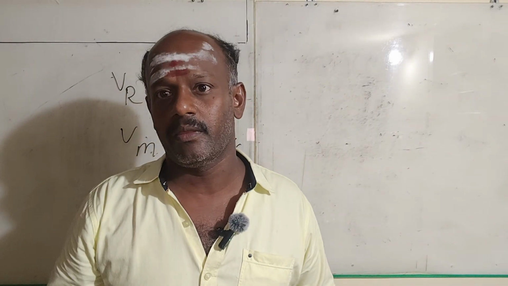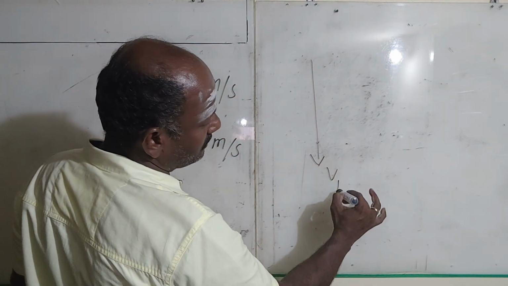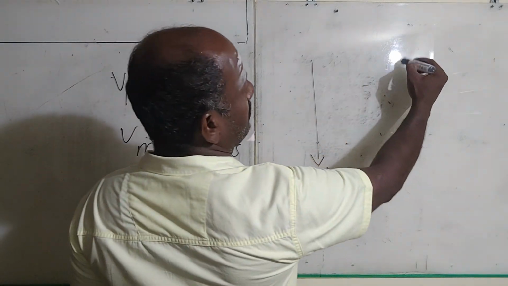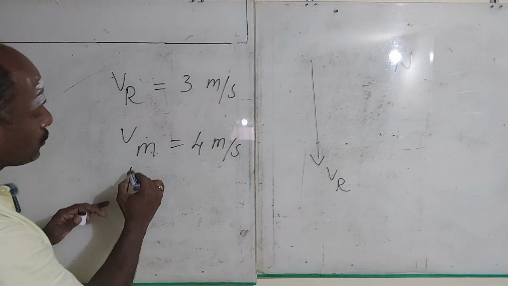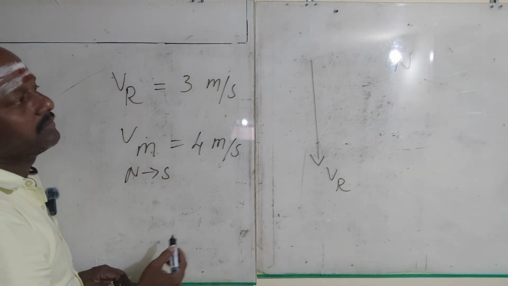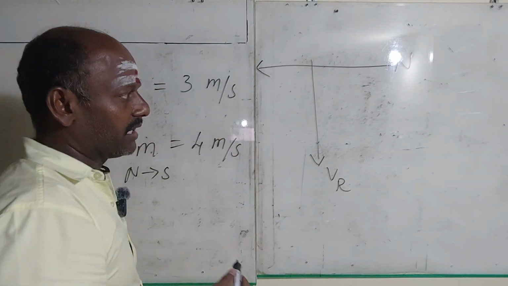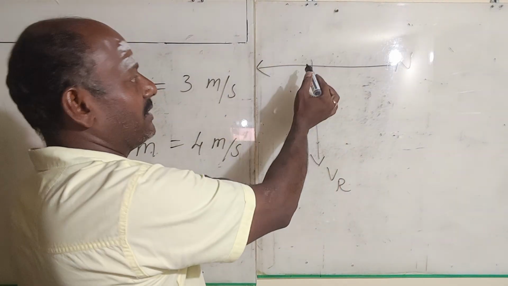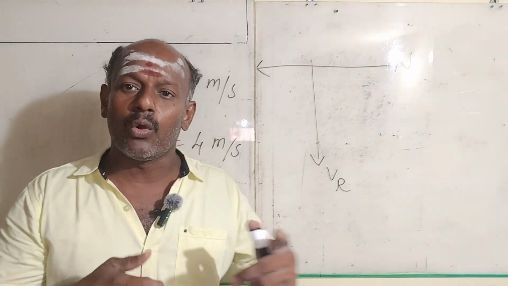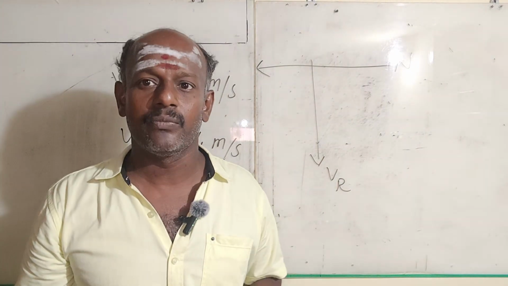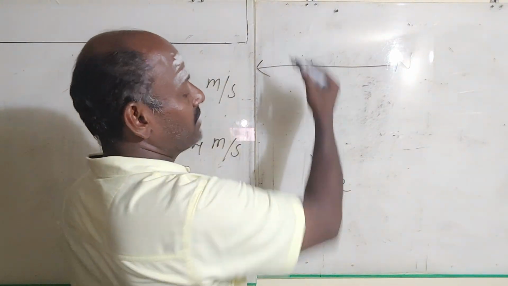Let us take this as the direction of the rain. Now let us take this as the north direction. So the man will be moving from north to south, so he has come in this direction. Remember, the rain is coming in this direction, and he has moved in this direction. Of course, in which direction does he have to hold the umbrella? Just think. He has to hold the umbrella in this direction only.